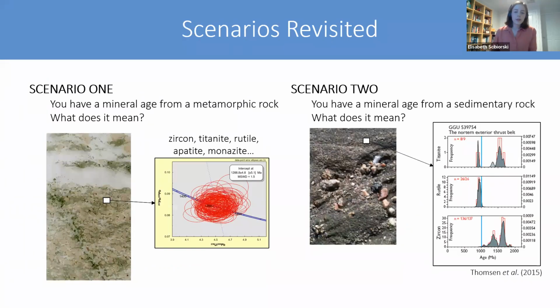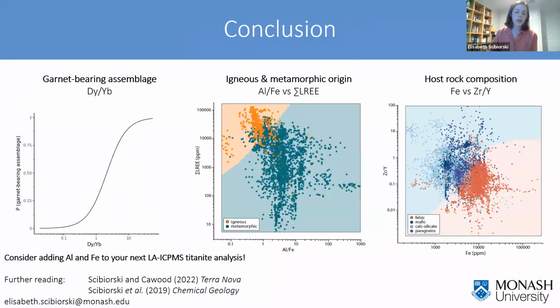Okay, so let's just briefly revisit the two hypothetical scenarios I showed you at the beginning. Today I've shown you some tools that can help you to interpret your data in either of those two cases, whether you're taking a petrochronological approach or whether you've got detrital titanite from an unknown source provenance. So the three classifiers I talked about today are the logistic regression for the garnet signature in titanite, the igneous metamorphic classifier, and the felsic composition classifier.